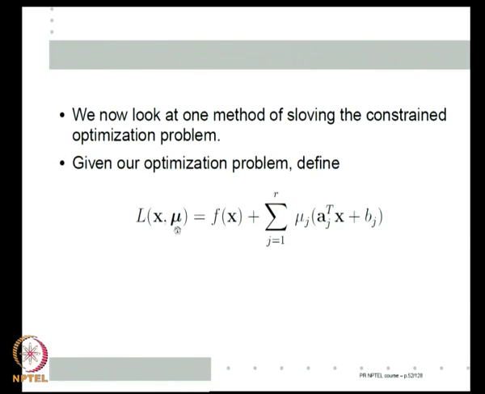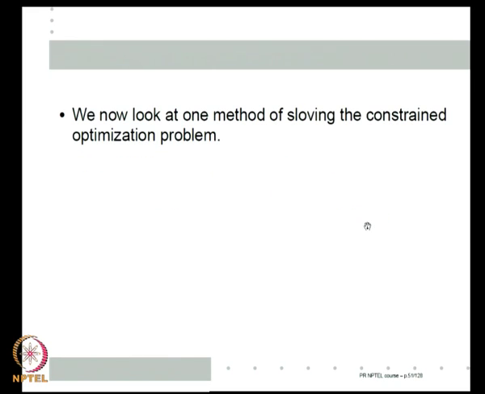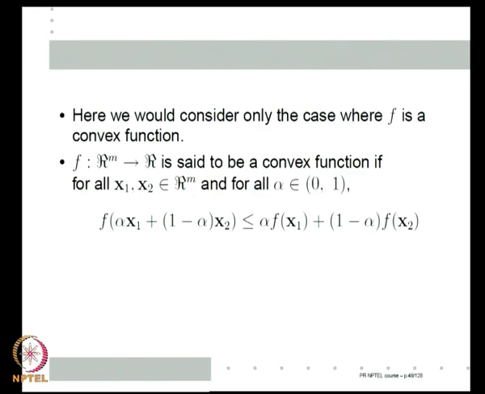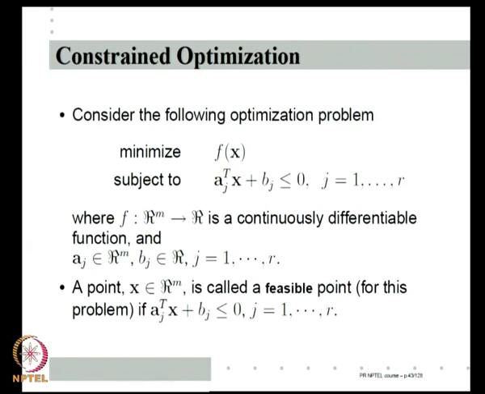So, this mu is another vector, it has r components mu1, mu2, up to mu r. So, we define a function L, a function of x and mu, as f of x, my criterion function, plus the sum over j equal to 1 to r, where r is the number of constraints, of mu j times (a j transpose x plus b j). I am writing all my constraints as what are called inequality constraints. My constraints are all of the form a j transpose x plus b j less than or equal to 0. Okay. So, the L function I am writing is f of x plus the sum of mu j times (a j transpose x plus b j) over j equal to 1 to r.